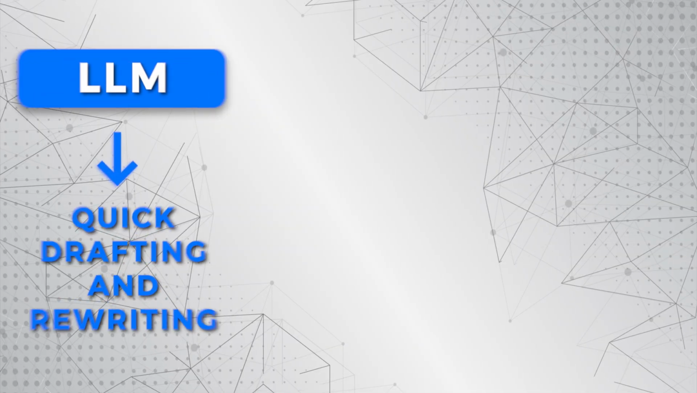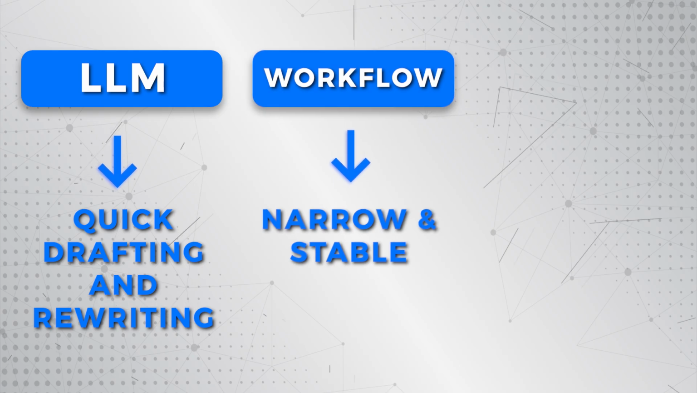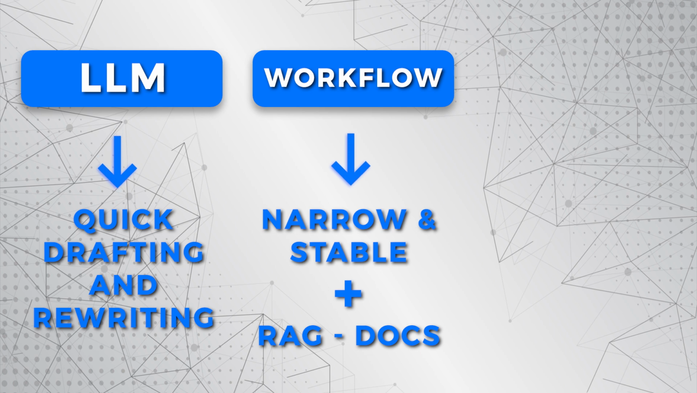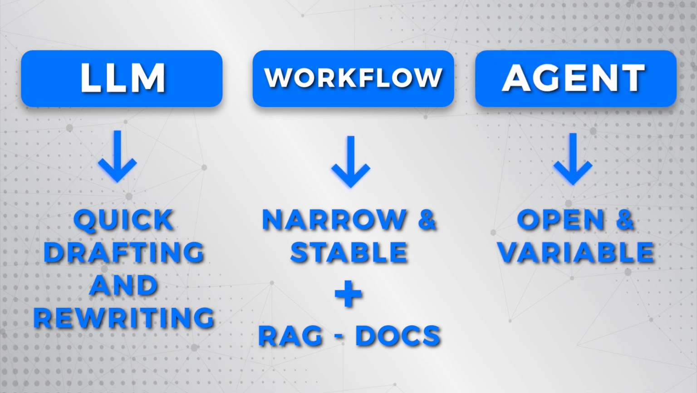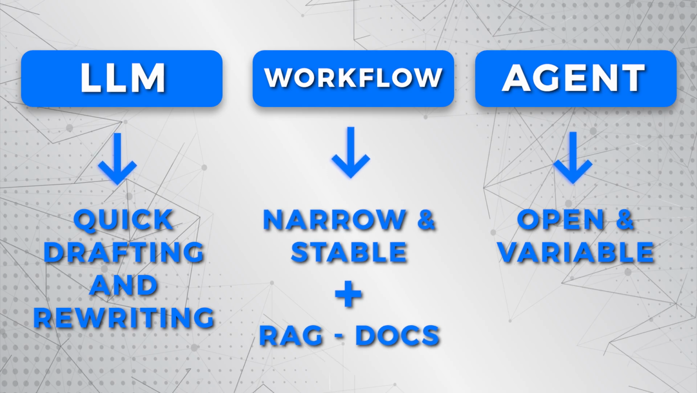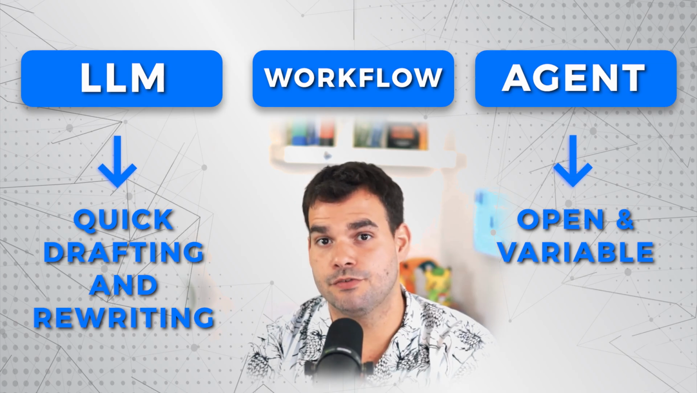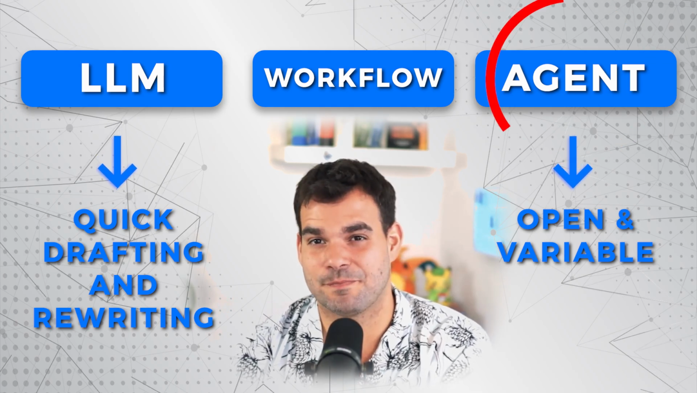You're going to use an LLM for quick drafting, rewriting, and ideas. You're going to use a workflow for narrow, repeatable tasks. So automation, automation, automation. And you can add RAG for accurate facts from your own docs. You're going to use an agent when the goal is open-ended, and the best path depends on the situation. Now, here's a practical tip. Start with a small workflow. If you keep adding just one more step, I guess I probably need an agent. And that's it. 3 levels. LLMs for text, workflows, with or without RAG for fixed paths, and agents for flexible goals.